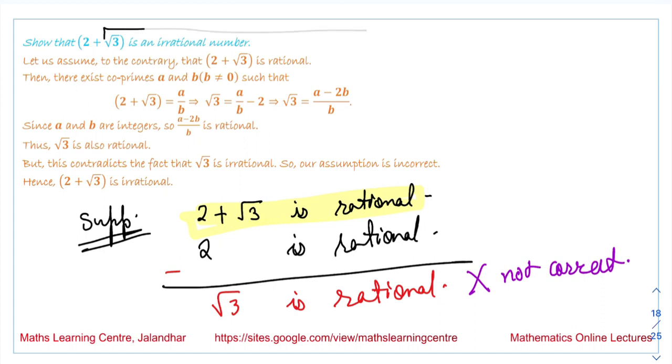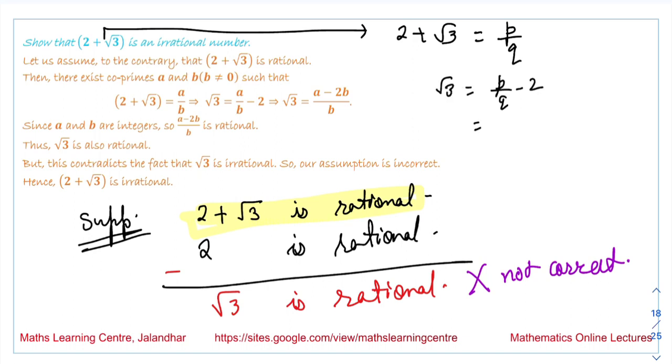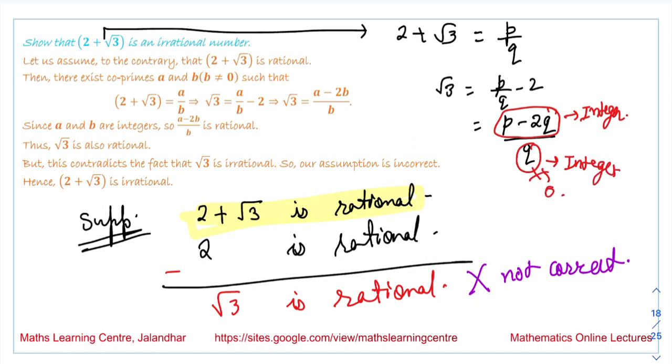Another way to solve this is, suppose we are saying that 2 plus root 3 is rational, then it is of the form p by q, where p and q are integers and q is not equal to 0, and HCF of p and q is 1. So we get root 3 is equal to p by q minus 2. On simplifying this, we get it is p minus 2q by q. This is an integer. Denominator is not equal to 0.